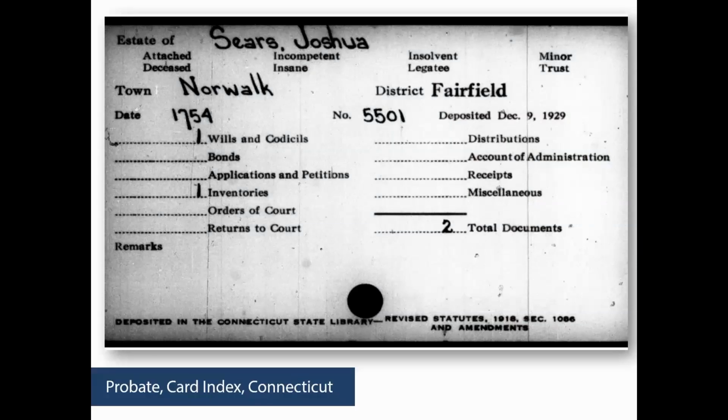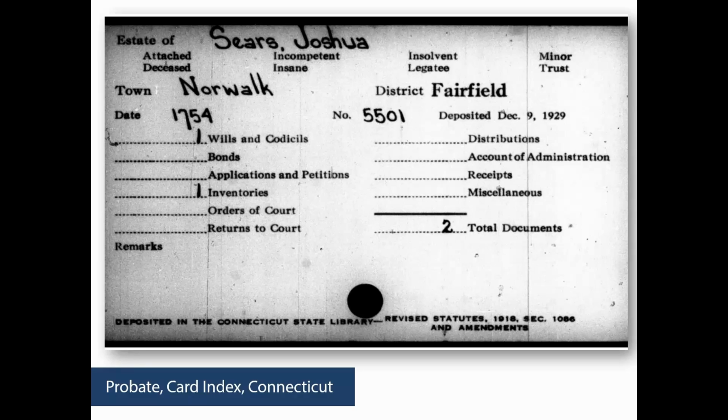This is an example of what one of these index cards might look like. This is specifically a card index for probate records in Connecticut. And as you can see at the bottom, it's deposited in the Connecticut State Library. So this record is showing that for the estate of Joshua Sears, he's of the town of Norwalk, and he's in the probate district of Fairfield. The year is 1754 of when his estate was being brought into court, with a case number 5501.